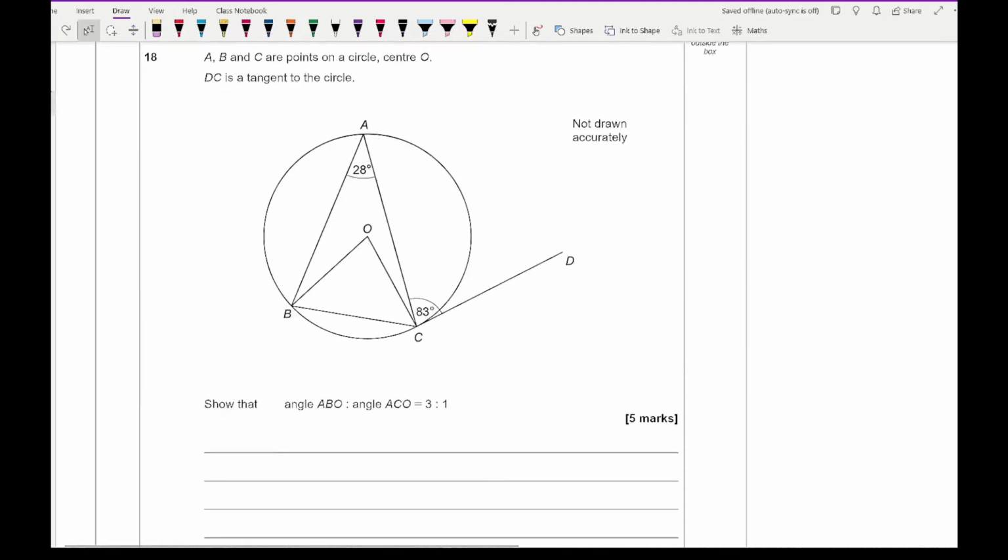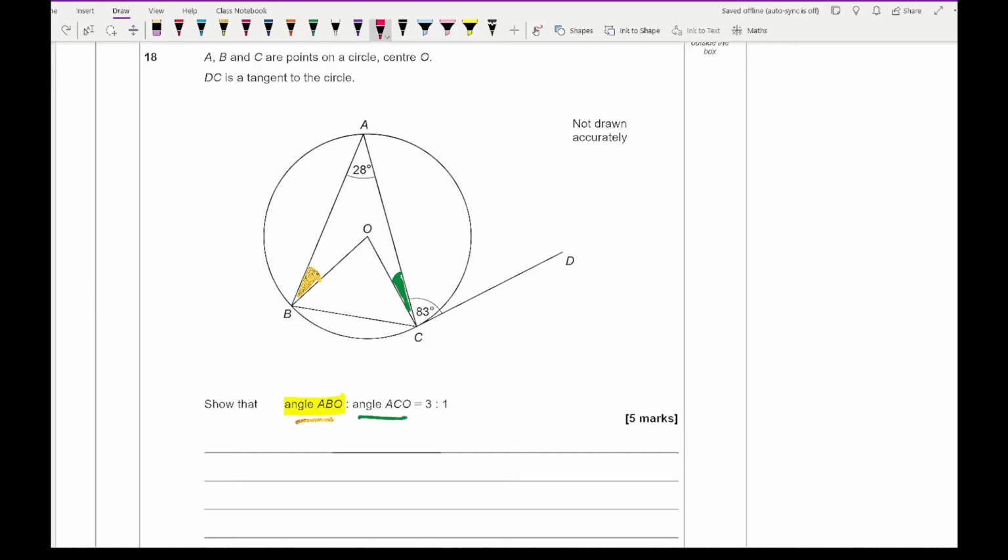Moving on to question 18, it says A, B, C are points on a circle with centre O. DC is a tangent to the circle. Show that the angle ABO and angle ACO are in the ratio of 3 to 1. So let's first of all just highlight where those angles are. So ABO is this angle here. And ACO is this angle here. So those are the 2 angles that I need to find first.